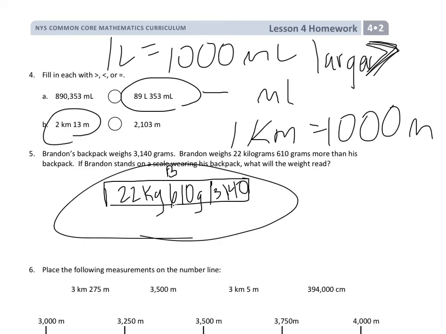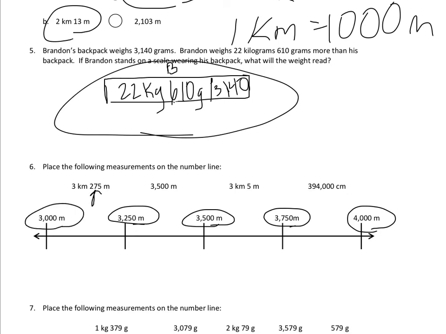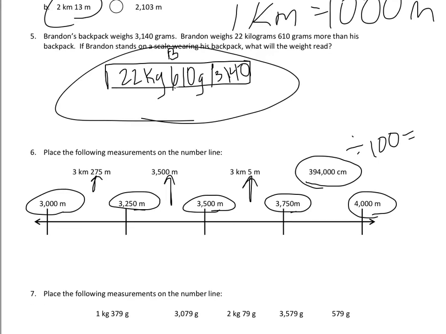All right, for the next one, placing them on a number line. You'll notice that the number line is in all metered form. So what you're going to want to do is you're going to want to change this one right here to all meters. This one's in all meters, so you should be able to find it. This one you'd want to change to meters. This one, to change it from centimeters to meters, we're going to divide by 100. So that'll help students be able to solve that one.